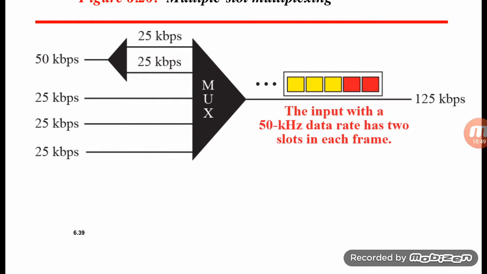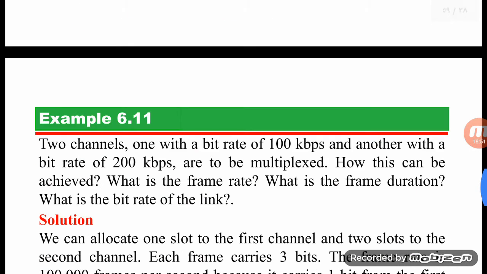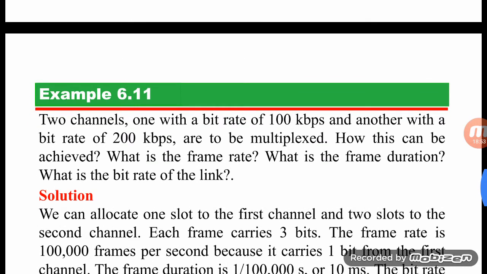2 channels, one with a bit rate of 100 kbps and another with a bit rate of 200 kbps. So one is 100 and one is 200. Yes. Are to be multiplexed. How can this be achieved? What do you think?